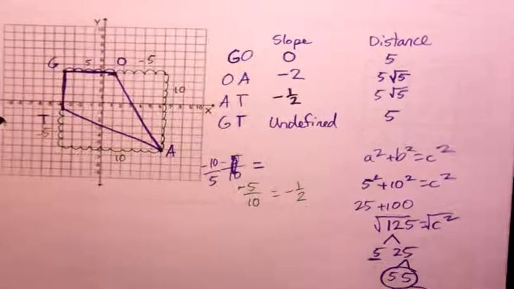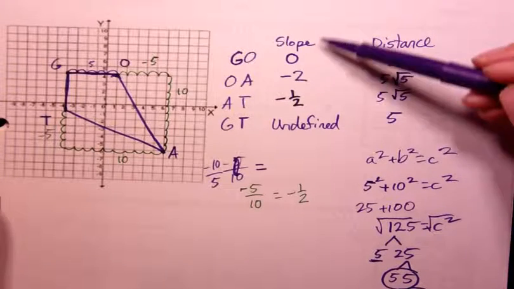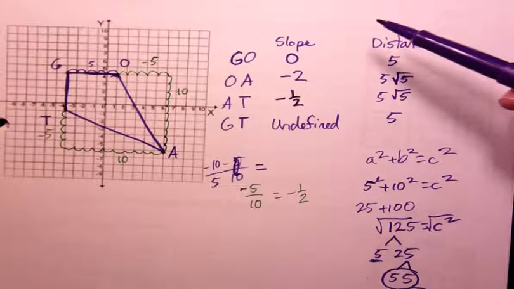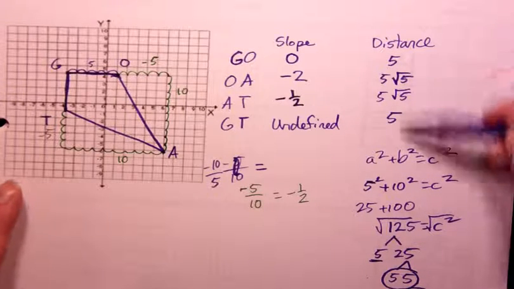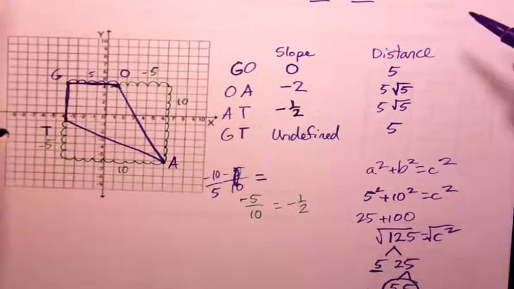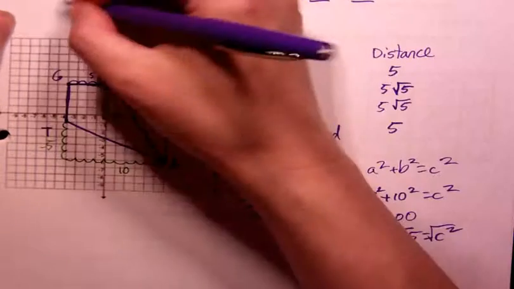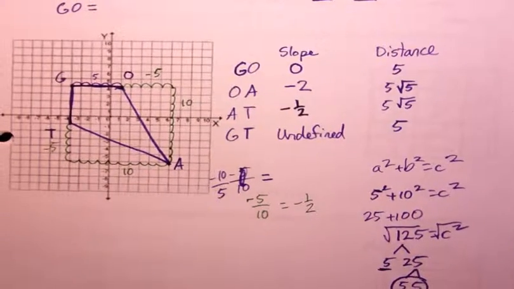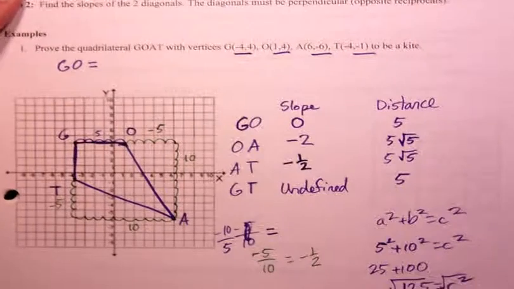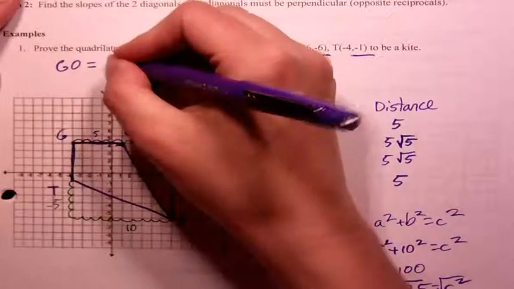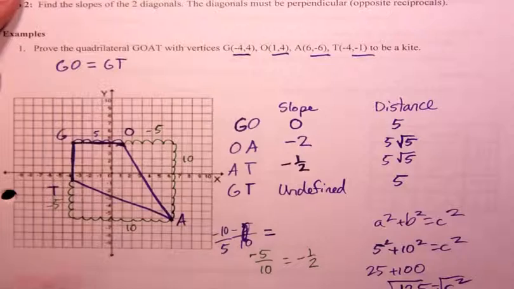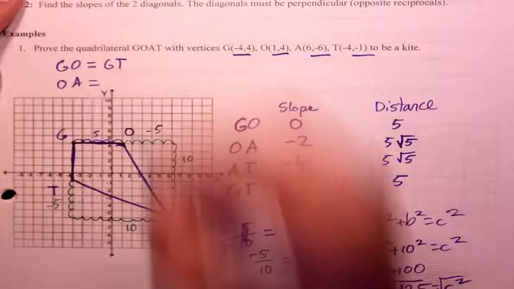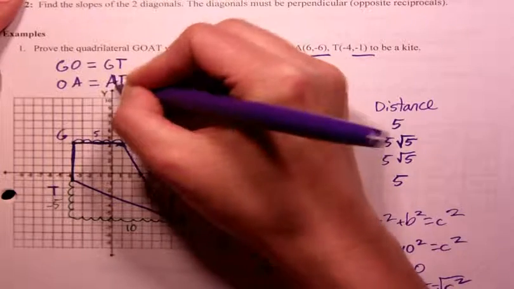Okay. So now we're going to write our statements, and then we'll check and make sure we've done what's required for the proof. So looking at this, are any of the slopes congruent? No, so I'm not going to label anything parallel. Instead I'm going to label which sides are the same. I'm going to write out GO equals which side? GO equals GT. And then OA equals what? AT.